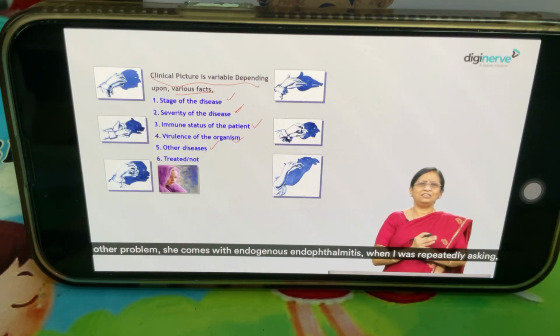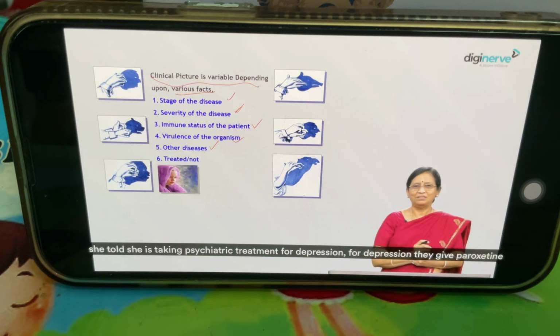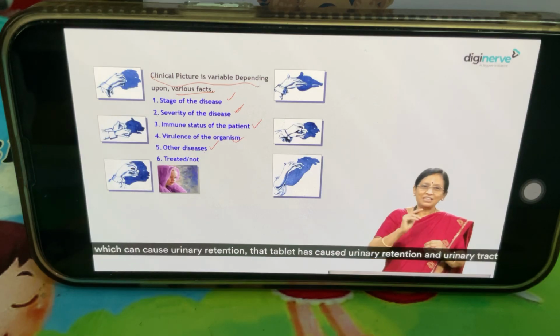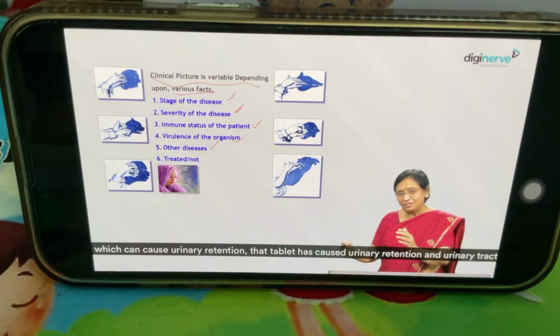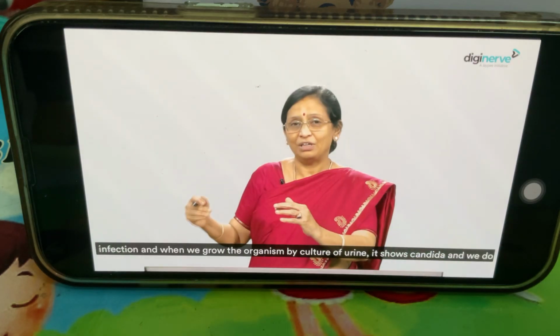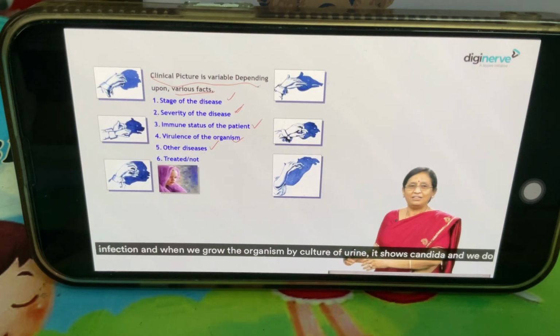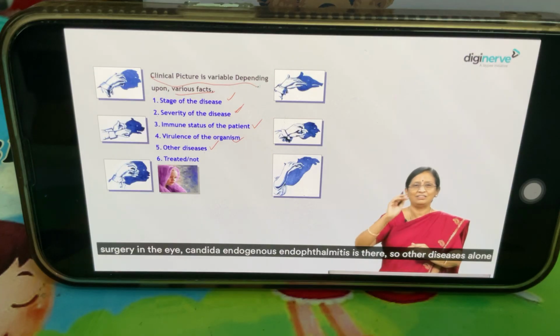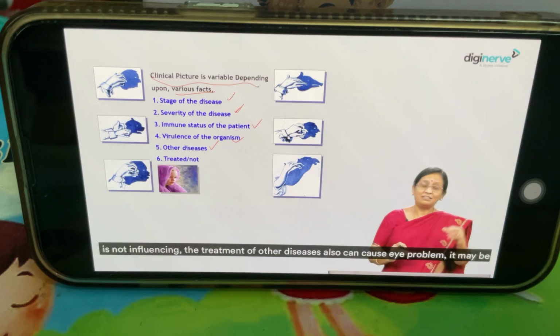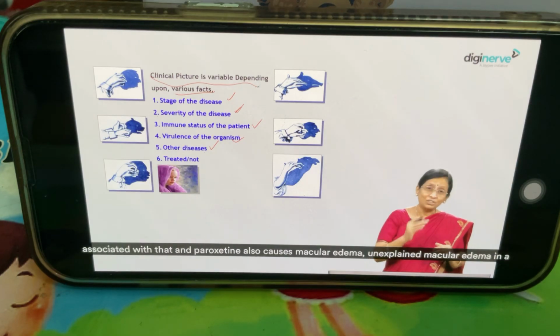When I was repeatedly asking, she told me she's taking psychiatric treatment for depression. For depression, they give paroxetine, which can cause urinary retention. That tablet has caused urinary retention and urinary tract infection. When we grew the organism by culture of urine, it showed Candida. We did surgery in the eye, and Candida endogenous endophthalmitis was there. So other diseases alone are not influencing; the treatment of other diseases can also cause eye problems. It may be associated with that. And paroxetine also causes macular edema.